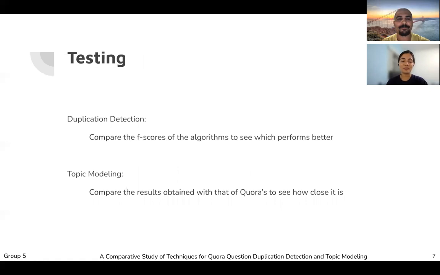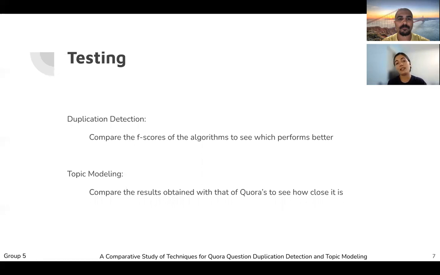And next is how we plan on testing our project. For duplication detection, we are going to compare the F-scores of the algorithms that we implement to see which one performs better. As we all know, the better the F-score, the better the algorithm. So comparing the F-scores lets us see which algorithm performs best for duplication detection. And we're going to report the F-scores of all the algorithms that we use.